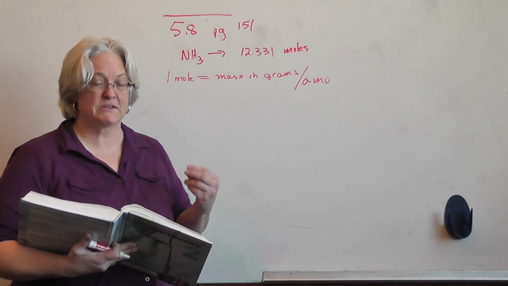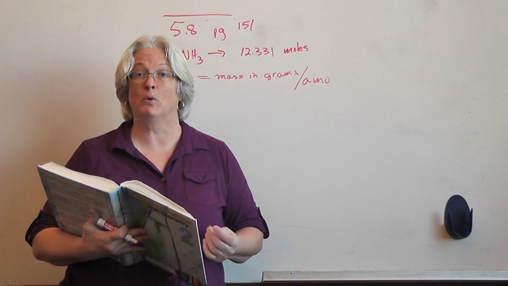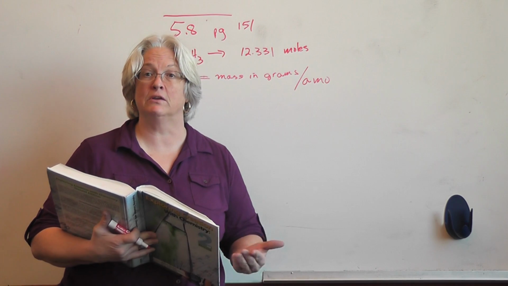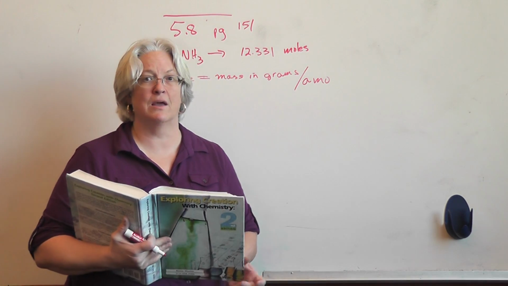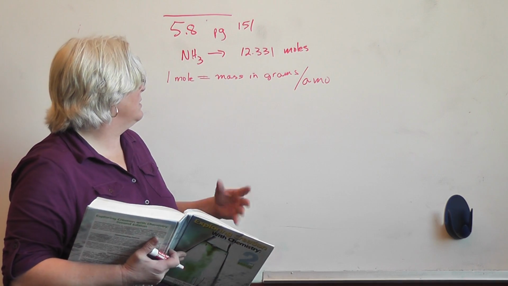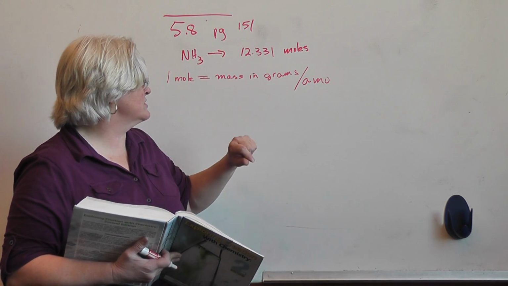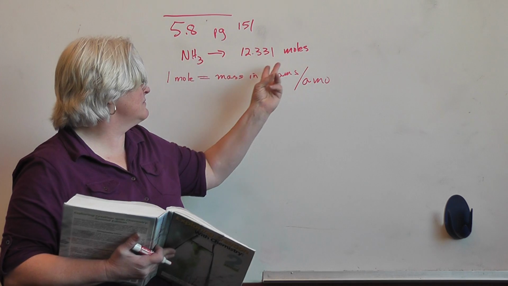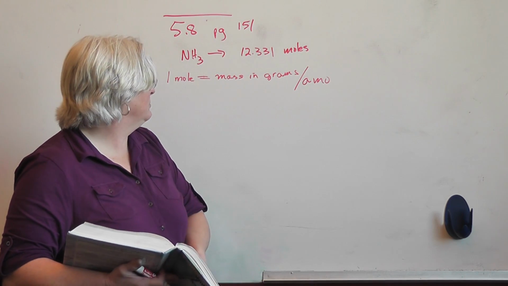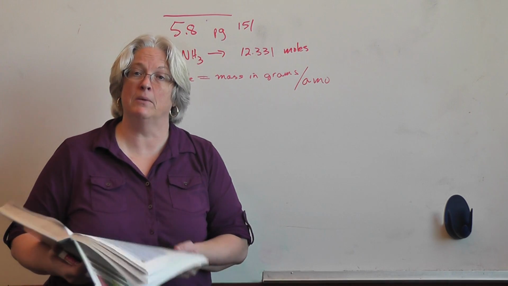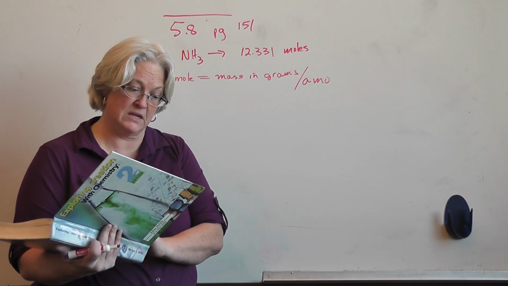We're back with example 5.7 on page 152 of our text, second edition, Exploring Creation with Chemistry. This is another one of our mole questions. This time we're going to be given a specific number of moles of pure ammonia, and we want to be able to determine what that mass is.